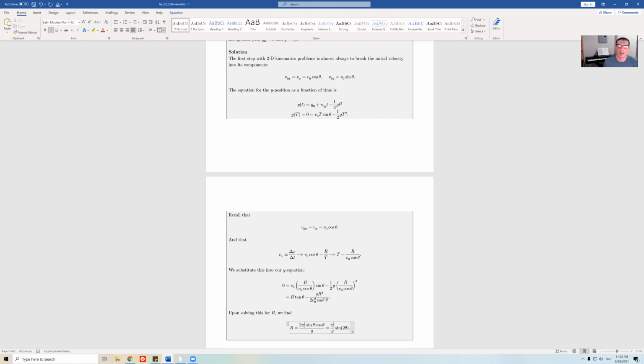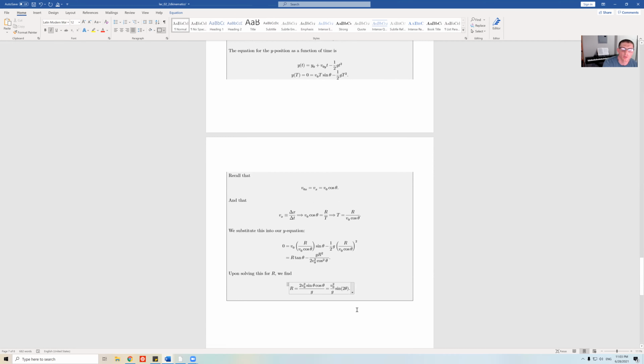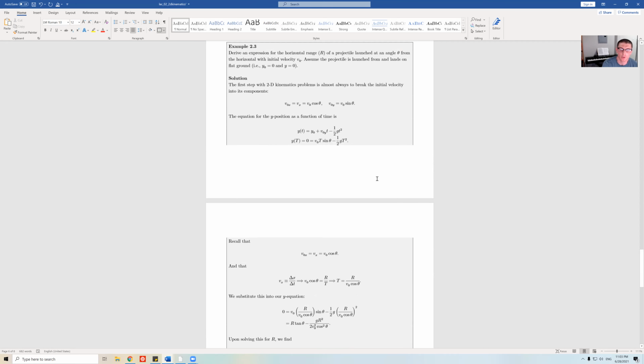And that's our result. Now you can feel free to use this on homework or on an exam if you need to: the range of a projectile, the horizontal range, if we know its initial velocity and the angle from which it is launched with respect to the horizontal, we can solve for the range. I do just have to remind you one more time, though, that this is only going to work if our delta y is 0. Right, because that was one of our big assumptions as we went through and got this result.